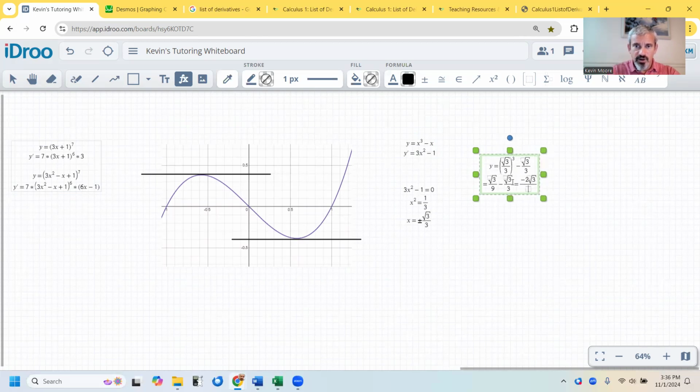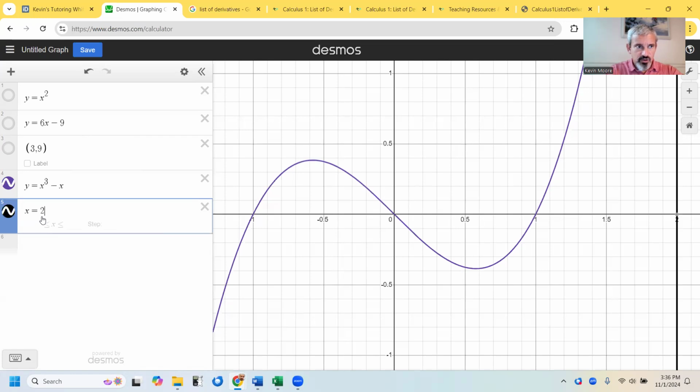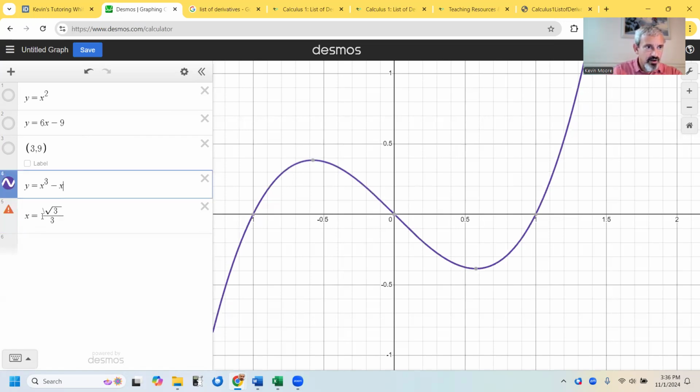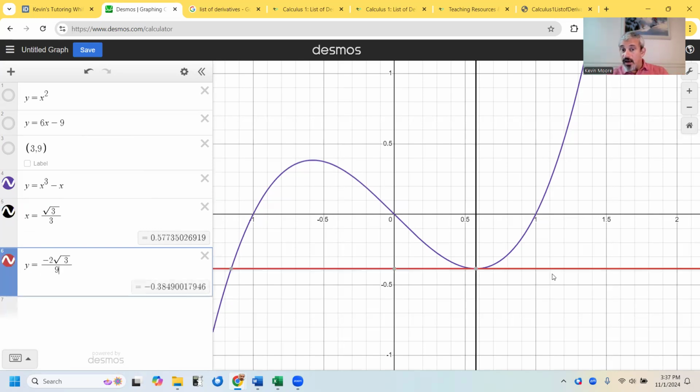Let's go back to Desmos and check that. If I write the equation, x equals square root of 3 over 3, there's that line there. And let's add the next line, y equals negative 2 square root of 3 over 9. What do you know? They meet exactly at this intersection point, which is the minimum value of this function. So that's what you're going to do.